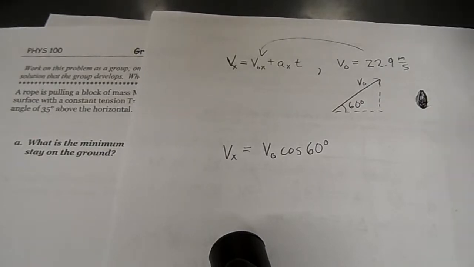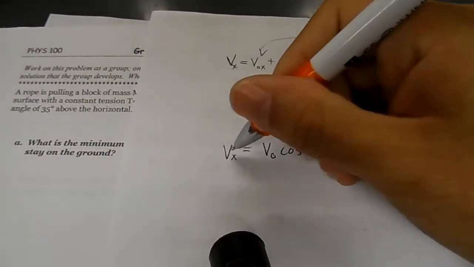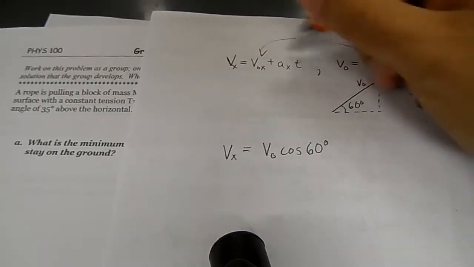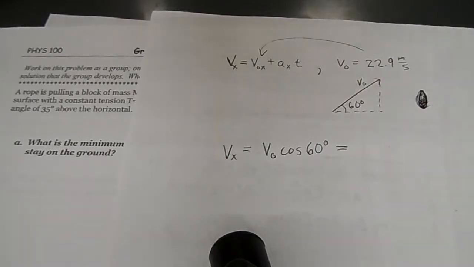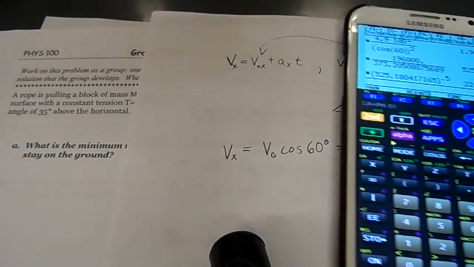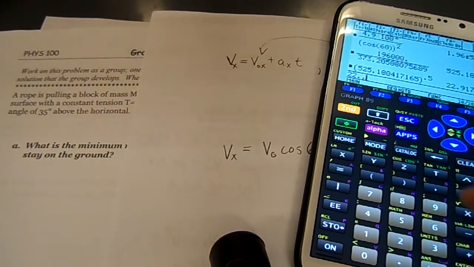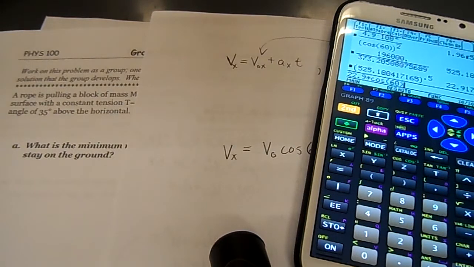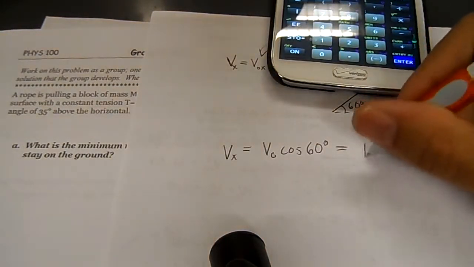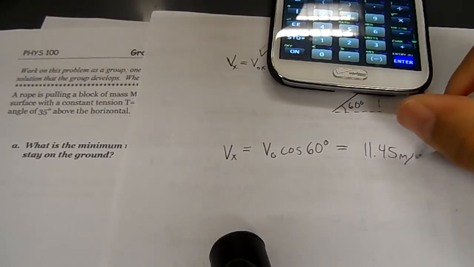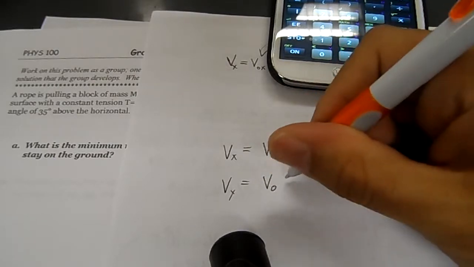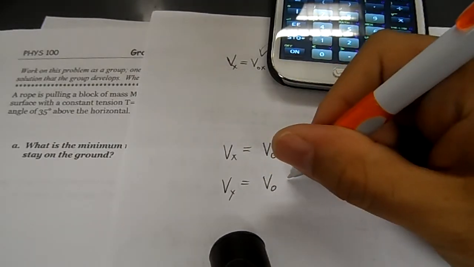Video died there, but at any rate, as I was saying, in the x direction, your v0x is just v0 cosine 60, and there's no acceleration, so I can just calculate immediately what this is using 22.9 as my v0. My x component then is 11.45 meters per second.